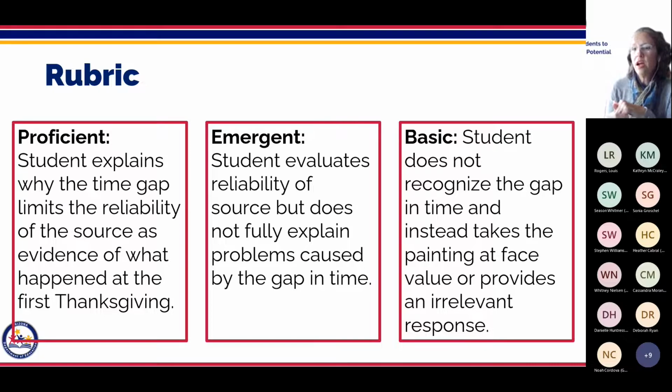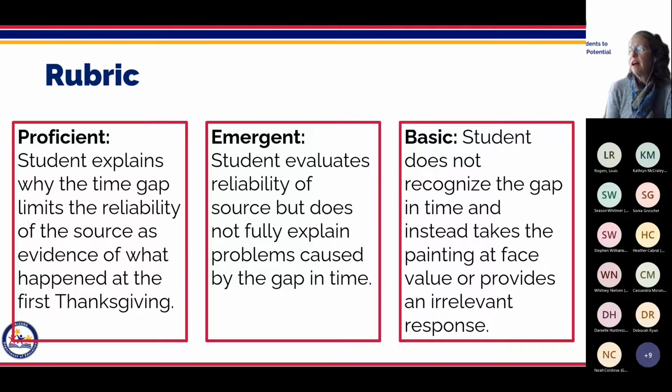So this was their example of their rubric for this one, that if a student answered this, they were considered proficient, where a student explains why the time gap limits the reliability of the source as evidence and what happened at that first Thanksgiving.